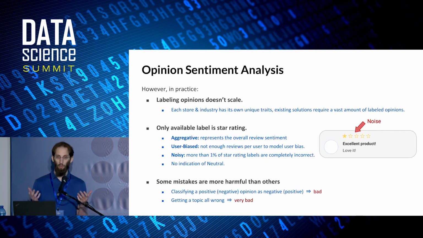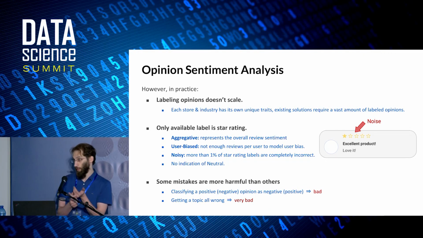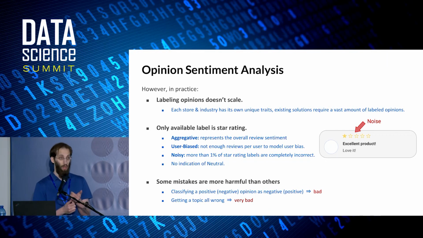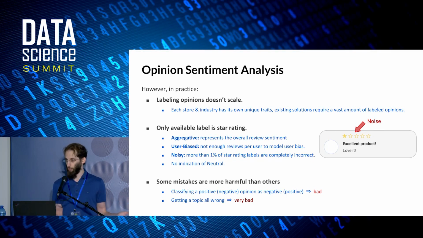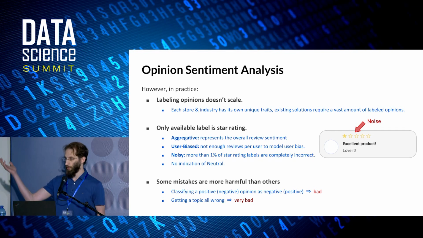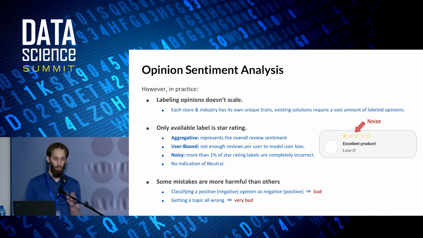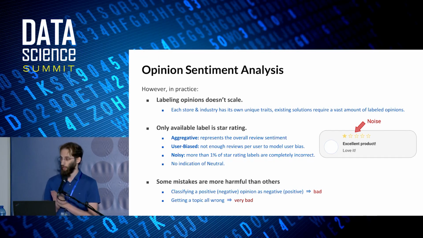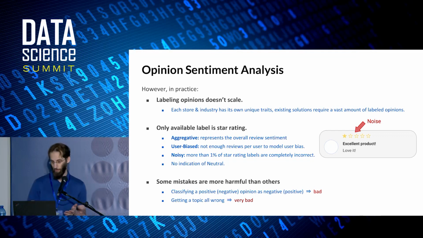But if we get a whole topic wrong, for example, price, which is a pretty difficult topic to classify, if we get all of the opinions on price wrong, then we're going to see a lot of mistakes, even if our model is 99% accurate. So, to summarize, we're going to solve the problem of opinion sentiment analysis, and the goal is to do so only by using the star rating.